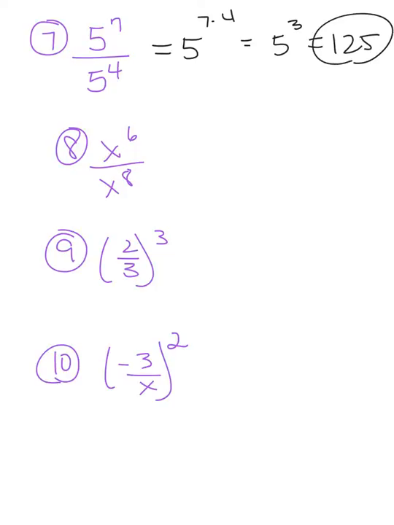And number 8, it's slightly different. I have x to the 6th over x to the 8th, and again, I have more x's on the bottom. So when I subtract this time, my higher value is going to be on the bottom, so I end up with 1 over x to the 2nd.